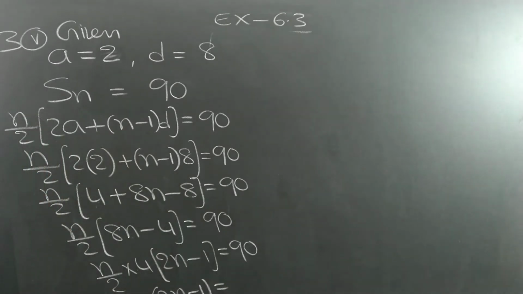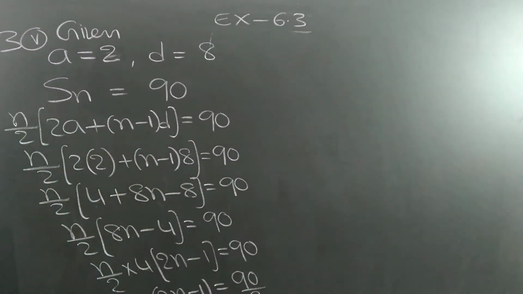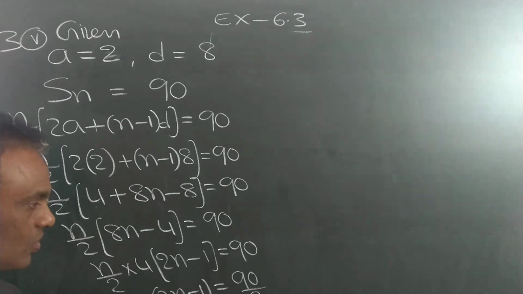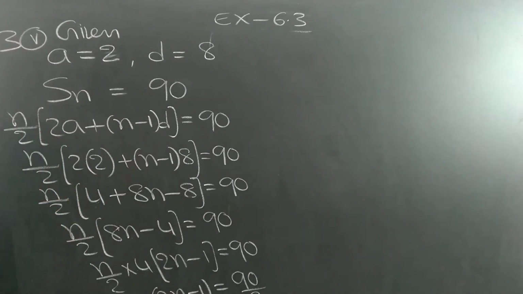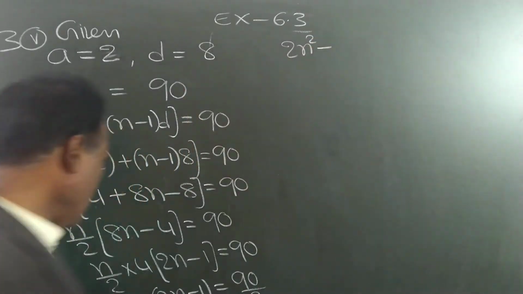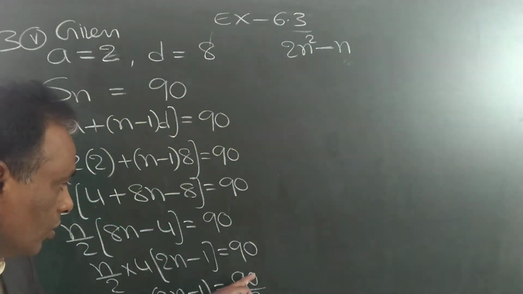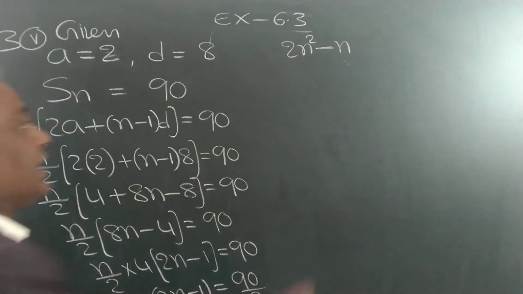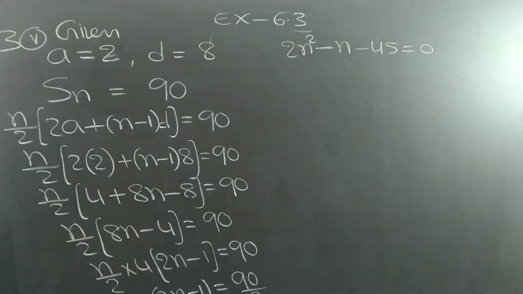Students, see here, sometimes I am writing some direct steps. 2 2s are cancelled. This 2 I will take to the right side, 90 by 2. Another 2 remains, no? Take it to the right side. It is in multiplication, so it will go to the denominator. N into 2n is 2n square, minus n into 1 is n. 90 by 2 is 45 times. 45 on the left side, minus 45.